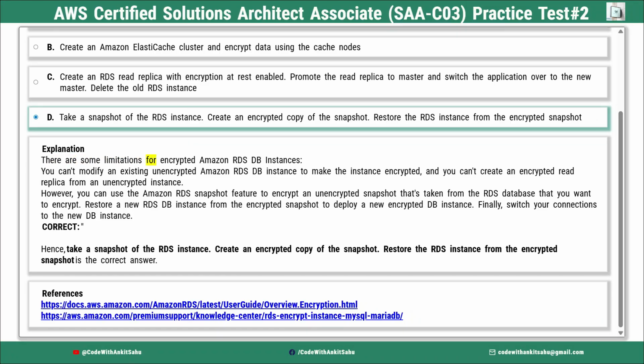Explanation: there are some limitations for encrypted Amazon RDS DB instances. You can't modify an existing unencrypted Amazon RDS DB instance to make the instance encrypted, and you can't create an encrypted read replica from an unencrypted instance. However, you can use the Amazon RDS snapshot feature to encrypt an unencrypted snapshot that's taken from the RDS database that you want to encrypt. Restore a new RDS DB instance from the encrypted snapshot to deploy a new encrypted DB instance. Finally, switch your connections to the new DB instance.